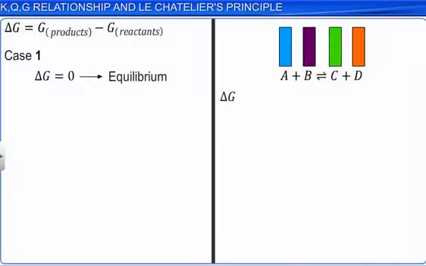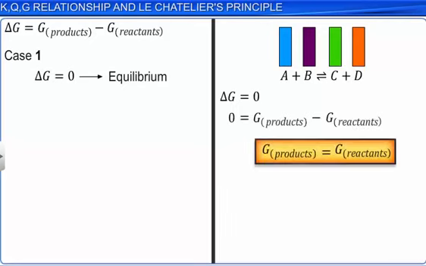When delta G is equal to 0, it means that the Gibbs energy of the products is equal to the Gibbs energy of the reactants. At this stage, the system is said to have achieved equilibrium.